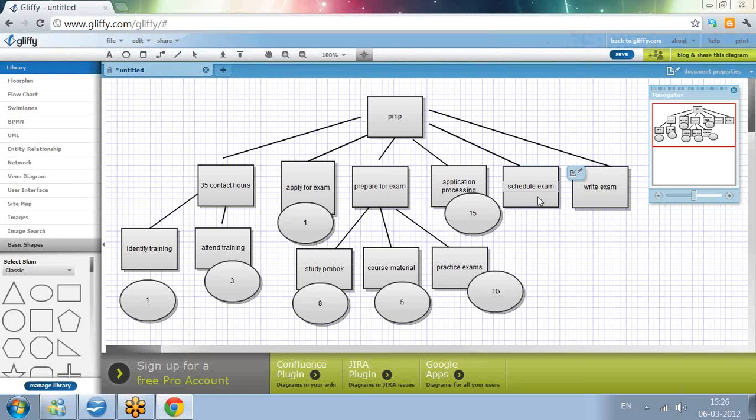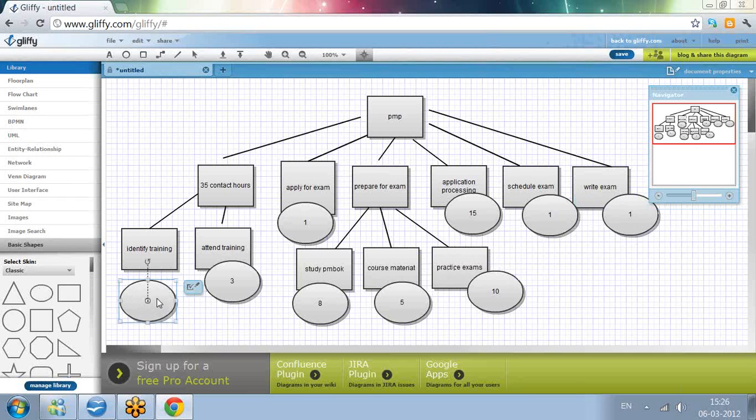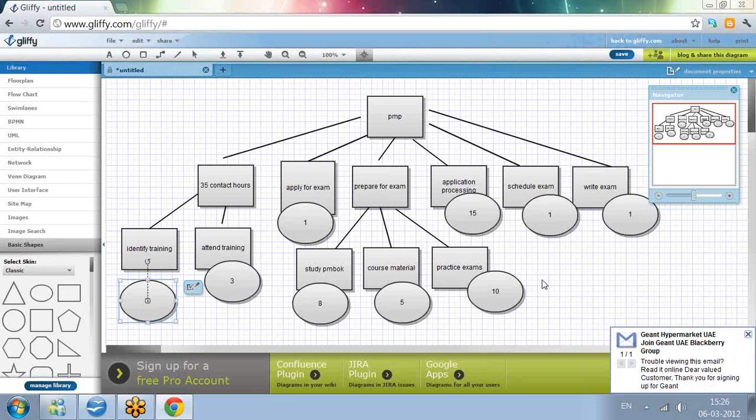Schedule exam, let's say it's fine. Scheduling exam, I'll say it is 1 day of effort. And maybe write the exam will take another 1 day. So here we got a work breakdown structure, and if you see here, a work breakdown structure doesn't give you any sequence of events, and it doesn't give you the durations. All it gives is the effort required.